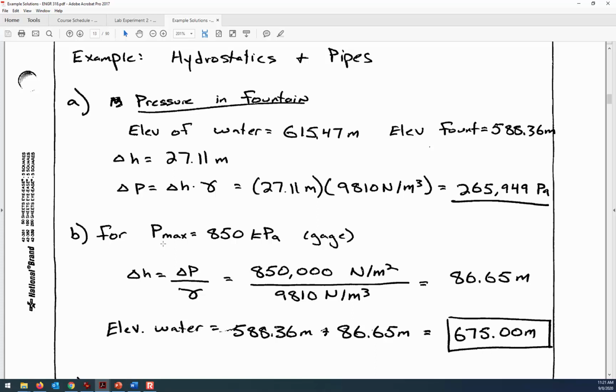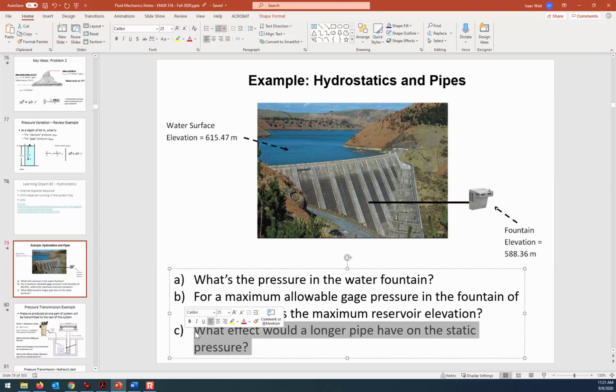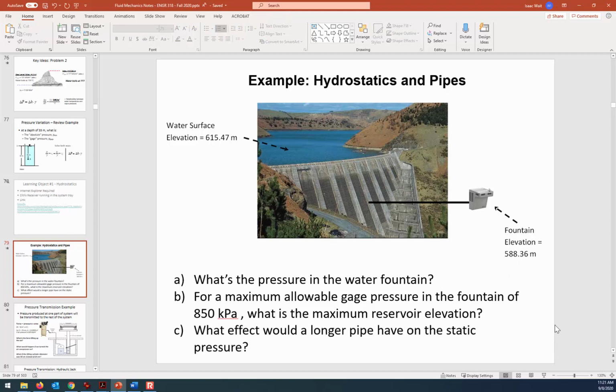Any questions about these first parts of the question? All right, well now what about the theory though? What effect would a longer pipe have on the static pressure? Anyone willing to venture a guess and comment on, in this situation, a short pipe versus a long pipe? So let's say that right now it's 100 meters long. What if it switched from 100 meters to 1,000 meters? What effect would that have on the pressure?